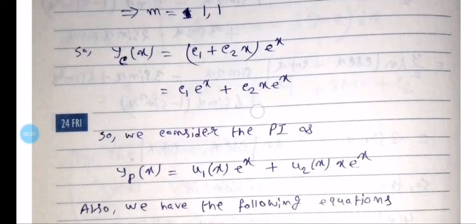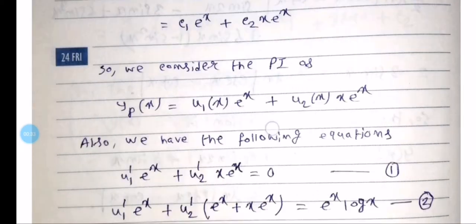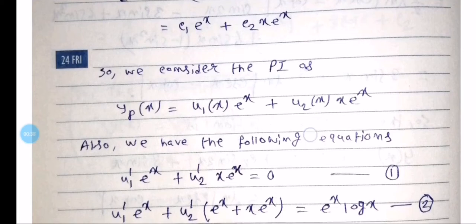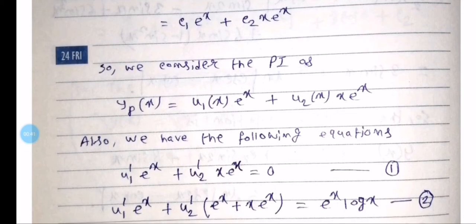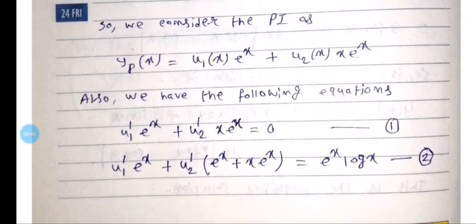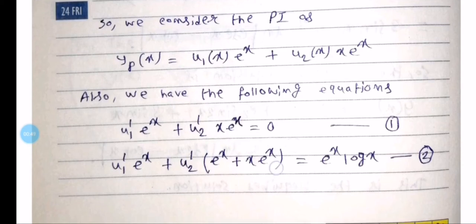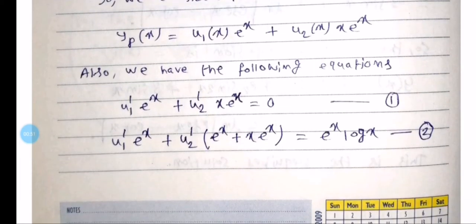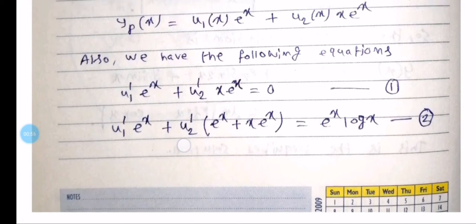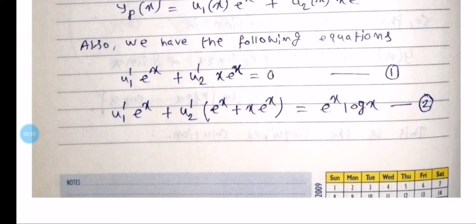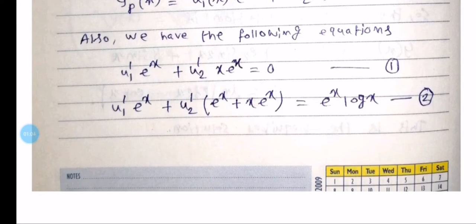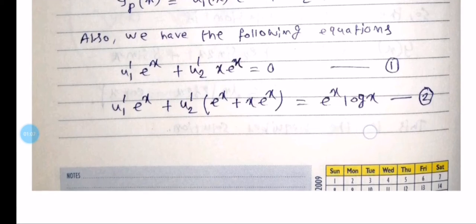In place of c1 and c2 we will put u1 and u2 and we will get the required PI, which is yp(x) equals u1(x) e to the power x plus u2(x) into x e to the power x. So we will get the following equations: u1 dash e to the power x plus u2 dash x e to the power x equals 0, and u1 dash times the derivative of e to the power x, which is e to the power x, plus u2 dash times the derivative of x e to the power x, which is e to the power x plus x e to the power x, equals the right hand side non-homogeneous part e to the power x log x.